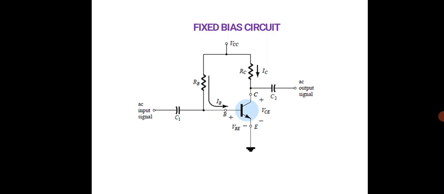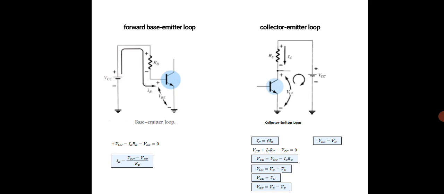So this is a fixed bias circuit. You could see here there is an AC input signal, and at the collector terminal and the base terminal you have a resistor connected, and you also have certain capacitors, C2 on the output side and C1 on the input side, and you could see there is an AC output signal. This you call the forward base-emitter loop, and this is the collector-base-emitter loop.